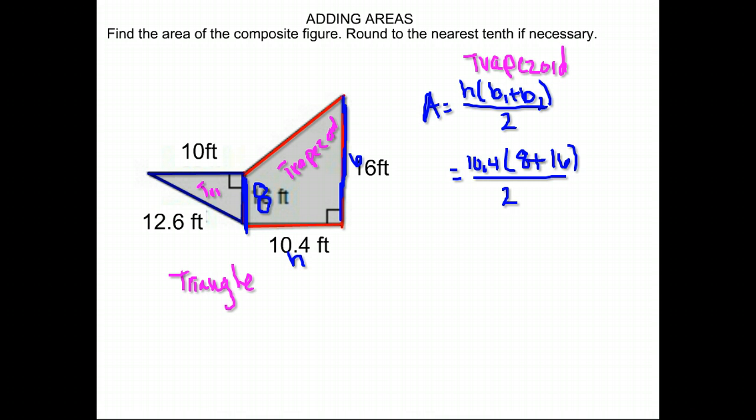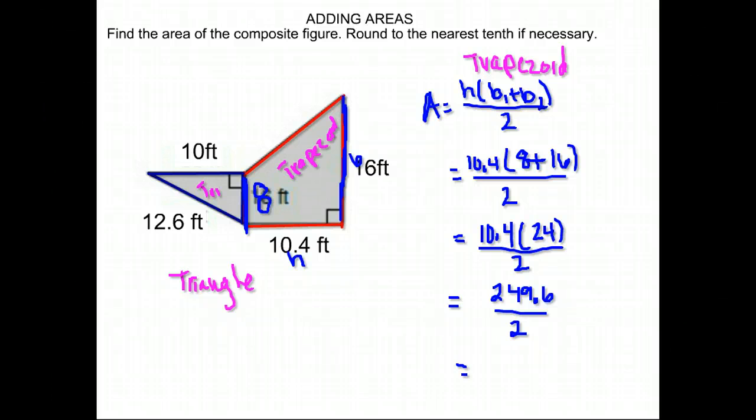Now you have to go one step at a time and use the correct order of operations. Order of operations tells us to do whatever's in parentheses first. So that would mean adding the 8 and the 16. So then we have 10.4 times 24 divided by 2. Let's go ahead and do 10.4 times 24. That gives us 249.6, and then divide by 2. And we get 124.8 is the area of the trapezoid.